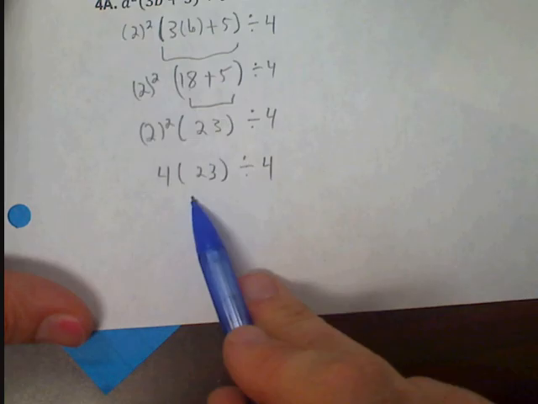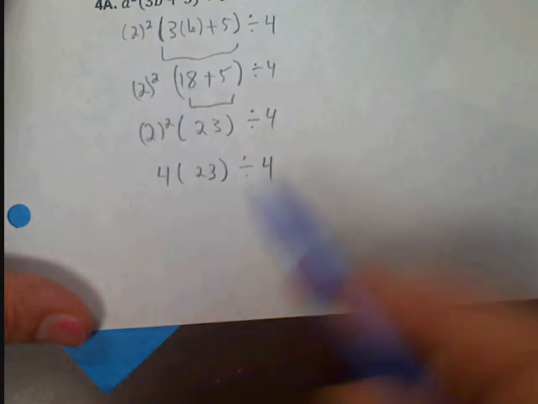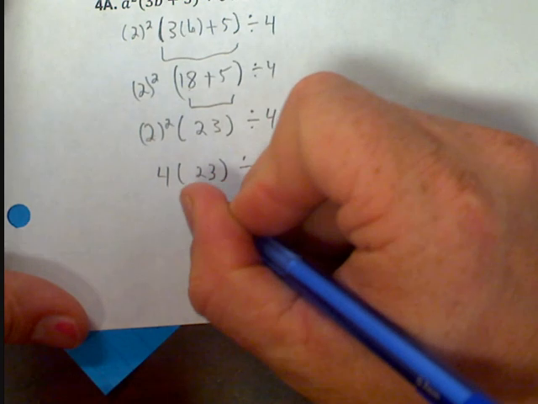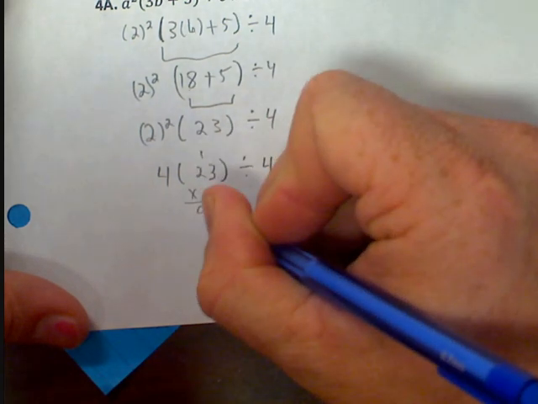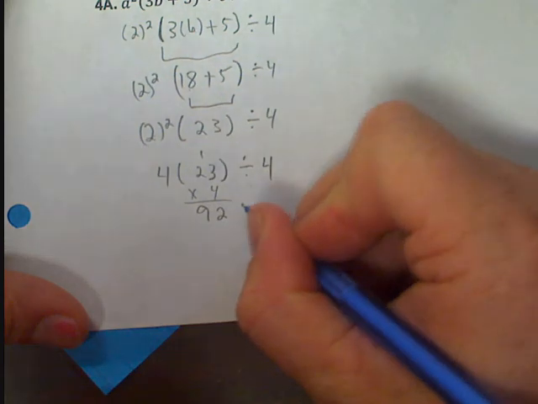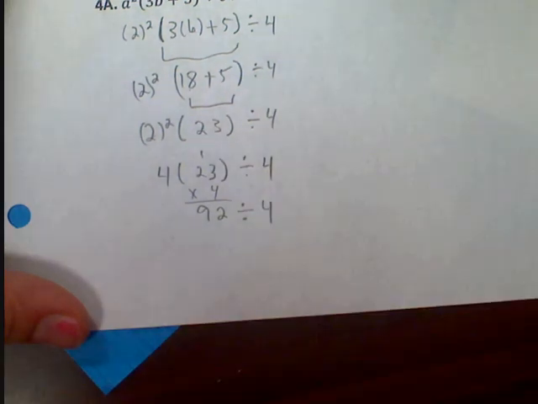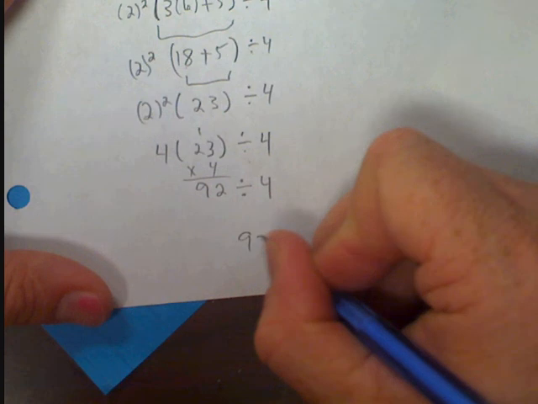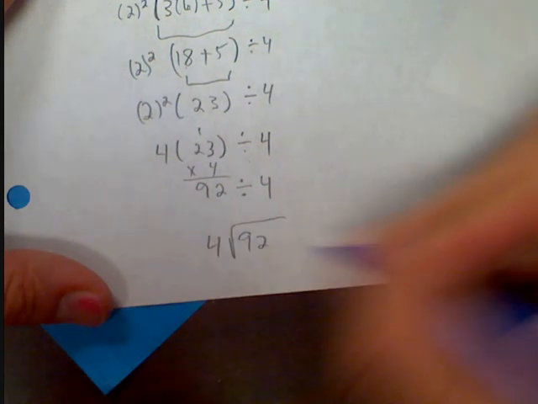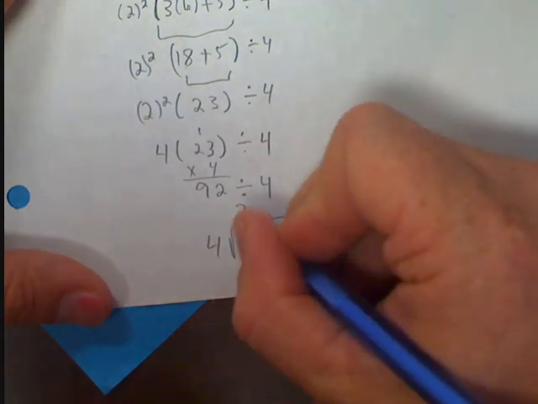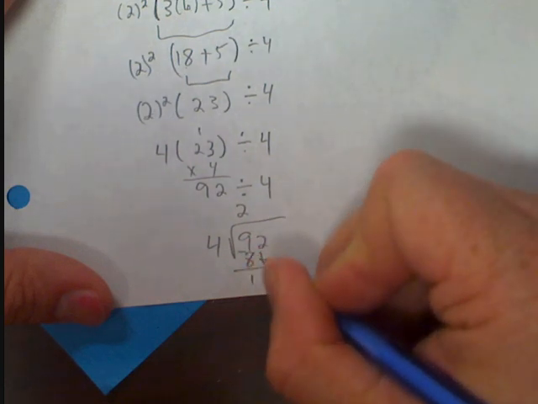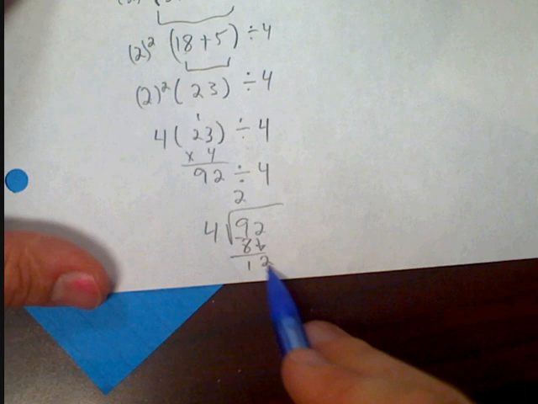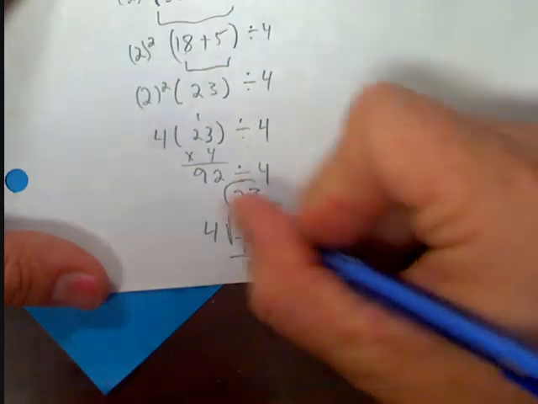We must go left to right. So 4 times 23, 12, 9, so 92, divide by 4. 92 divided by 4, so 4 goes into 9 twice, which is 8. 9 minus 8 is 1. Bring down the 2. 4 goes into 12, 3 times.